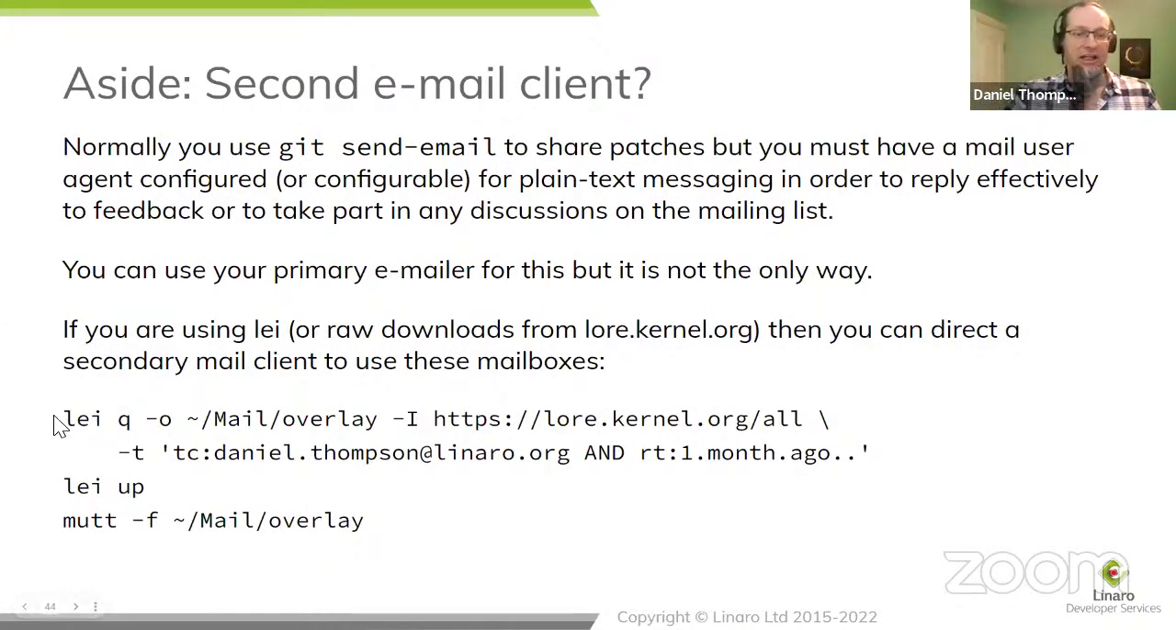So this example is using lei. Oops, I've just clicked on the slide. It's using lei to fetch messages from mail servers that have been sent to or CC'd to yourself, in this case my name, and are less than a month old. So that will look for anything that was sent to any kernel.org mailing list with me on To or CC and capture it. That then lets me effectively reply to those emails as I see fit. So lei up is basically the sync, and then I can open up a secondary email client. And the only thing I've had to do with that email client is teach it how to send email using exactly the same configuration that I would have used for git send-email in the first place.